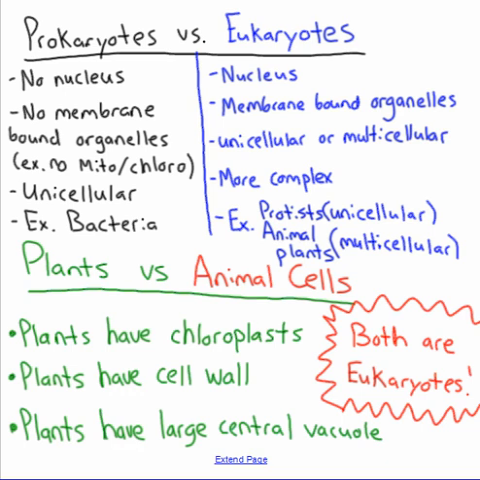Plants have a cell wall, and plants also have a very, very large central vacuole that mainly stores water. So these three things that you see on the board are what plant cells have, and animal cells do not have chloroplasts. Animal cells do not have a cell wall. Animal cells do not have a big central vacuole.